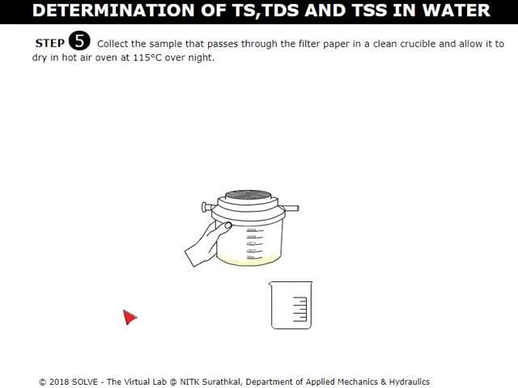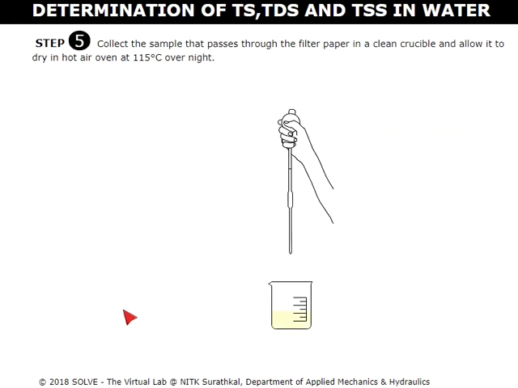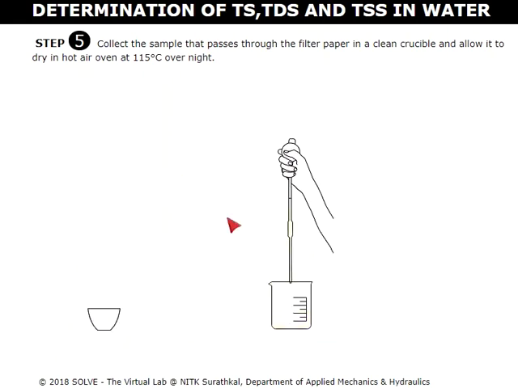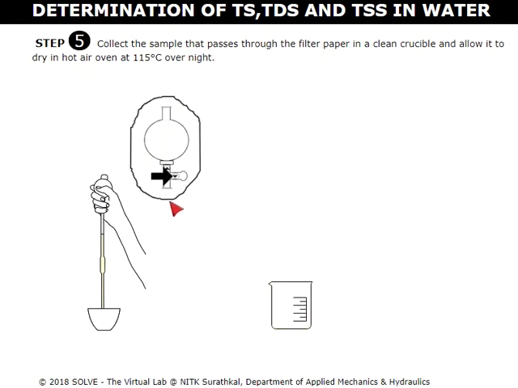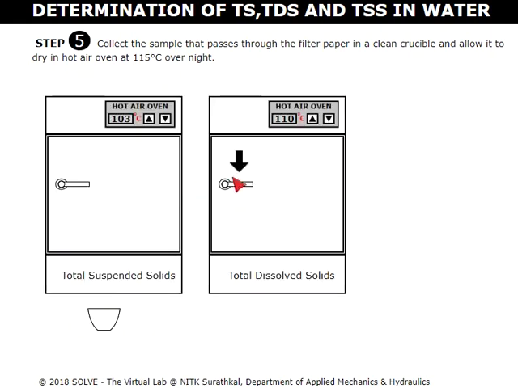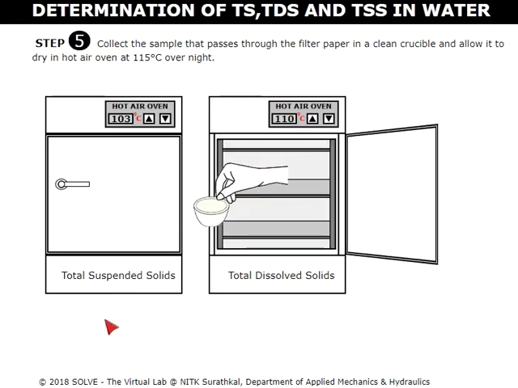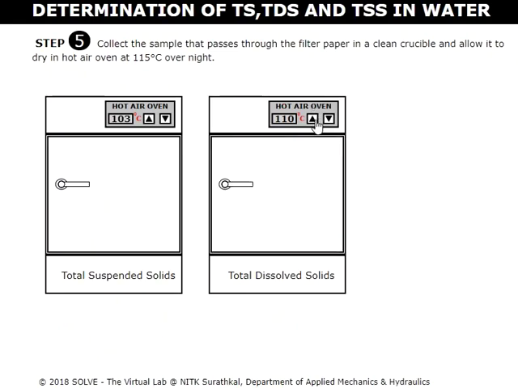Click here to transfer the collected water sample that passed through the filter paper. Click on the pipette to pipette it from the beaker. Click here to pipette the water. Now transfer the water into the clean crucible. Open the door of the oven and place the crucible into the oven. Close the door. Click here to adjust the temperature to 115 degrees Celsius.